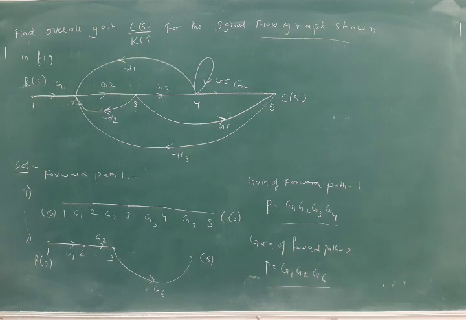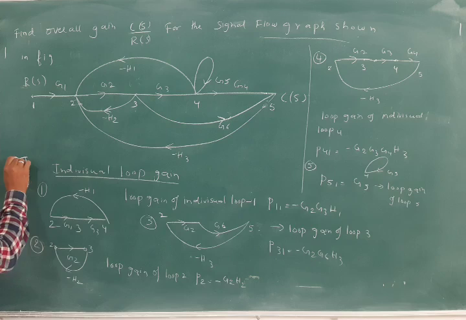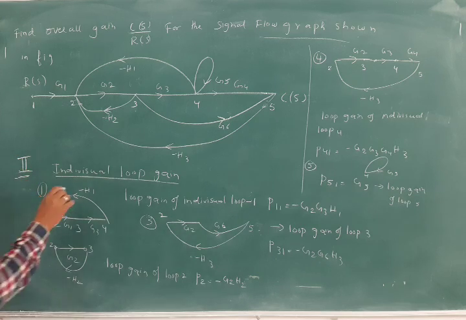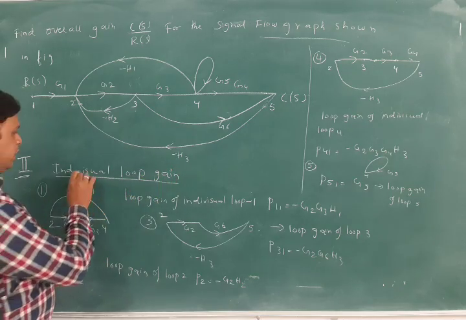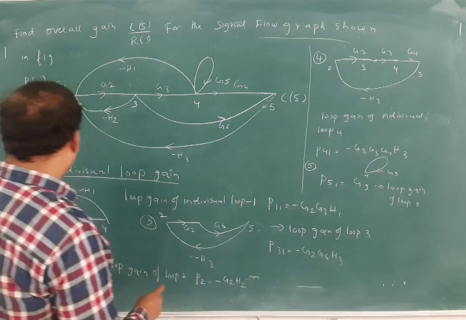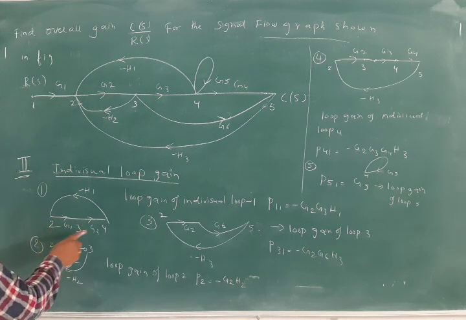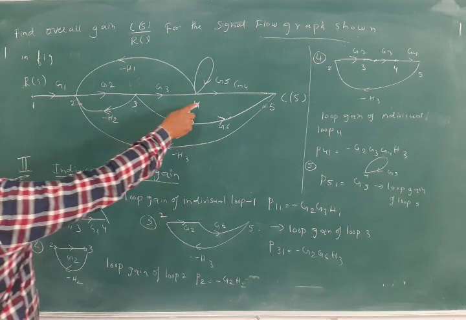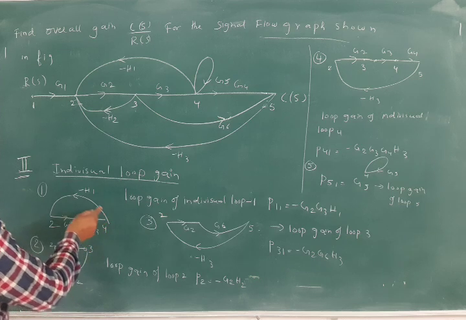So what is the next step? Now the second step is finding the individual loop gain. The first step we have completed. Now we are doing the second step, that is individual loop gain. How do we find out the individual loop gain? So first see this first diagram. Here you have nodes 2 and 4. Between 2 and 4 you have a loop from 2 to 4, and again from 4 to 2 you have one loop.